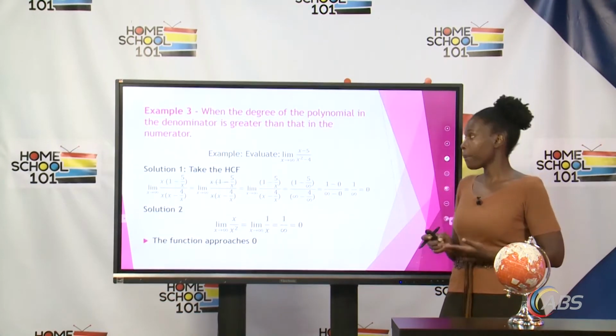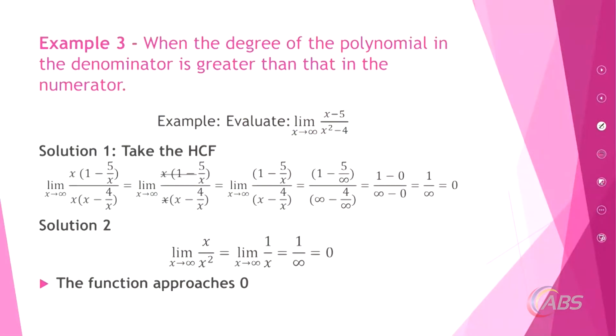And the final example, when the degree of the polynomial in the denominator is greater than that in the numerator. It states, evaluate the limit of x minus 5 divided by x squared minus 4 as x tends to infinity. So again, what we would need to do is to take the highest common factor of the variable. So we factor x from both the numerator and the denominator. Once that is done, we cancel the x's and we're left with 1 minus 5 divided by x in the numerator and x minus 4 divided by x.